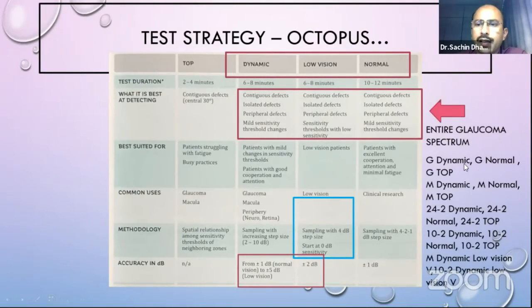And so you have the entire spectrum which you can use in this machine, like G dynamic, G normal, G top, M dynamic, M normal, M top, 24-2 dynamic, 24-2 normal, 24-2 top, same with the 30 degrees, 10 degrees, and M. So M dynamic low vision is a different strategy which is available in the Octopus, not available in the Humphrey. And we can have a 10-2 dynamic low vision size 5 also. So we have all types of permutations and combinations, and normative data is available for all these tests.